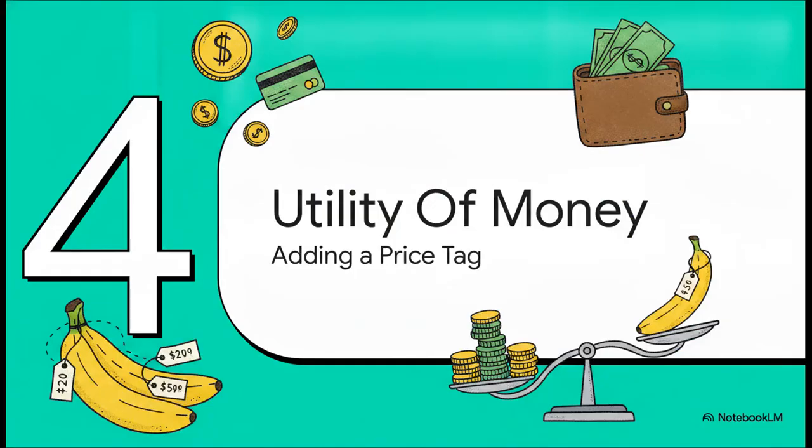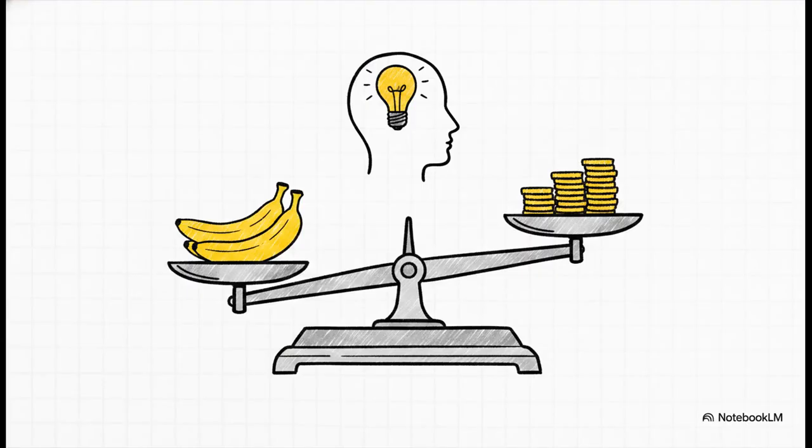All right, Section 4, the marginal utility of money, adding a price tag. Let's introduce a real-world constraint to our banana experiment. Because we don't just consume until we're physically full, we consume until our wallets tell us to stop. Think back to our banana consumer. Let's say the price of one banana is equivalent to exactly 12 units of utility.